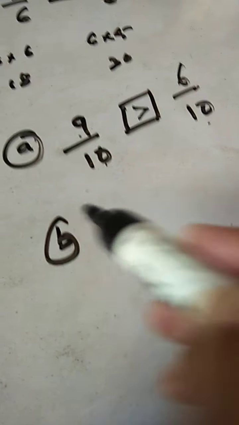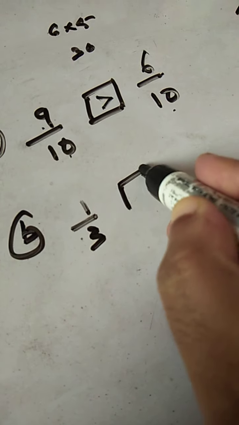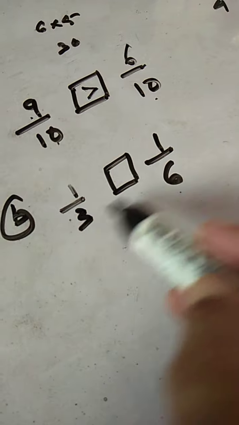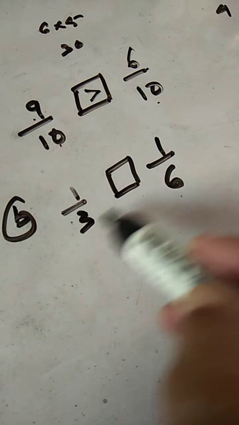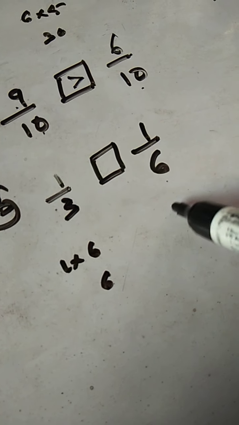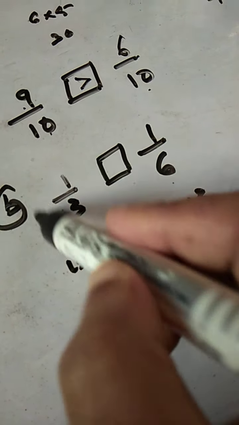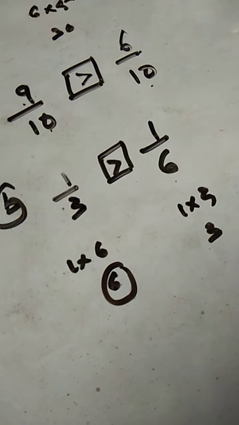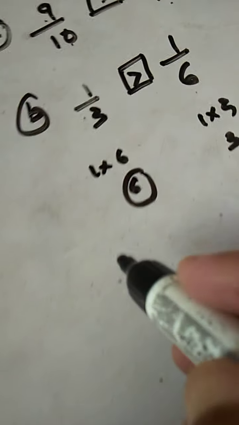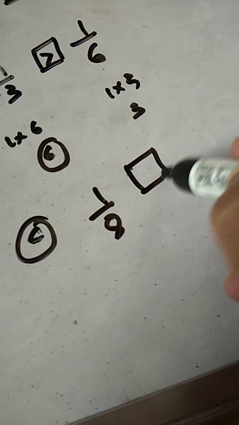Now you can go for another one. That is suppose 1 by 3, 1 by 6. Now because these two fractions are not carrying the same denominator, so what you have to do? 1 into 6. So 1 into 6 is what? 6. And this side 1 into 3 is what? 3. Which side is greater? Left hand side is greater. So 1 by 3 is greater than 1 by 6. So we will put this sign. Understood?